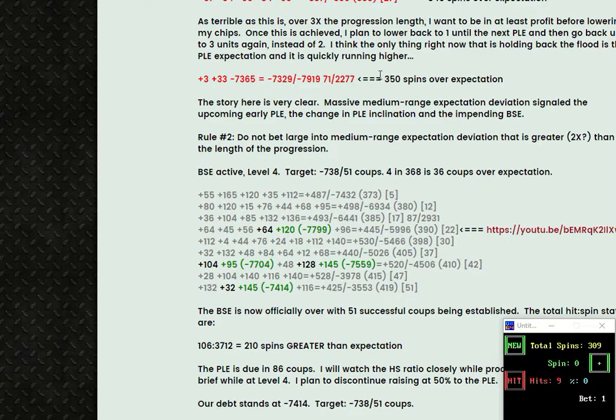it to continue, which is again connected to this black swan event, this PLE, which is a progression loss event. And with this progression that I'm using, the progression loss event's 101 coups, every 101 coups. But here's another concept that's really important to get a hold of. When I first played this system, I was very focused on the expectation, the HS ratio that we have been discussing.